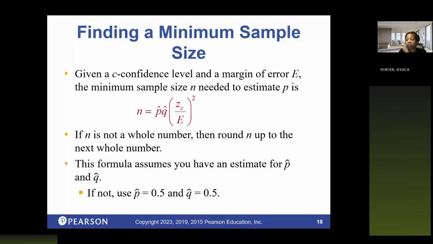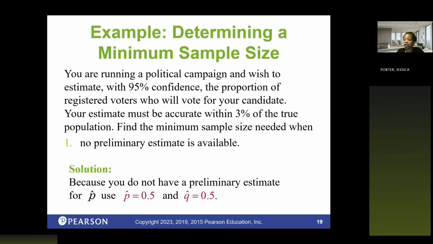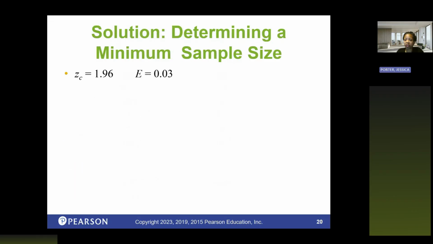Okay. You're running a political campaign and wish to estimate with 95% confidence the proportion of registered voters who will vote for your candidate. Your estimate must be accurate within 3% of the true population. So we don't have a preliminary estimate, so we're going to use 0.5 and 0.5. And I know we're just about at break time, so I'm going to finish out this example and we'll head on to our 10-minute break.